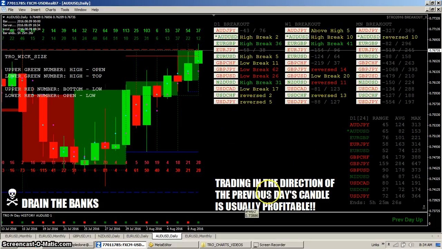And one of the things that I've learned is if you trade in the direction of the previous day's candle, it's usually profitable when you take these breakouts. And you can see here the potential was 37 pips to the high to open. Now, high to top, which this is the top of the candle, and the high right there was 12. So if you would have entered at the open, you had a chance to make 37 pips. That's the TRO wick size indicator.